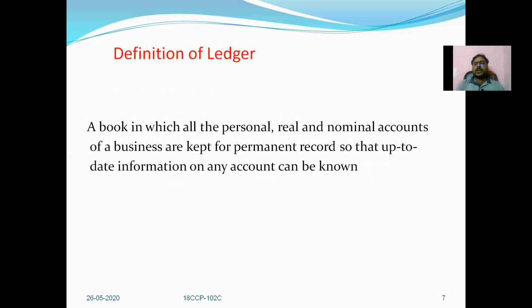Definition of ledger. A ledger is a book in which all personal, real or nominal accounts of a business are kept for permanent record, so that up-to-date information on any account can be known, right? We have entered every transaction in journal form. In the journal, all journal entries will be there, so each and every journal entry should be posted to the ledgers on the same date. The date you entered in the journal entry should be mentioned in the ledger also, right?